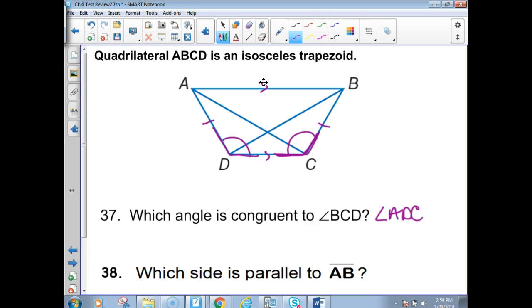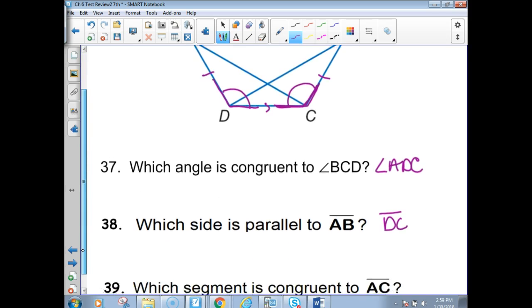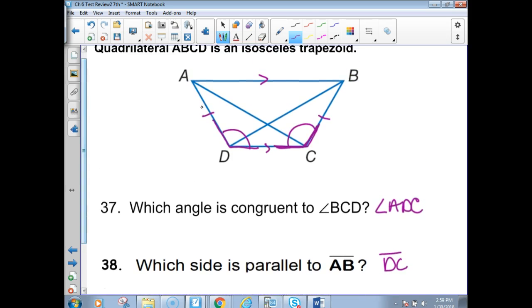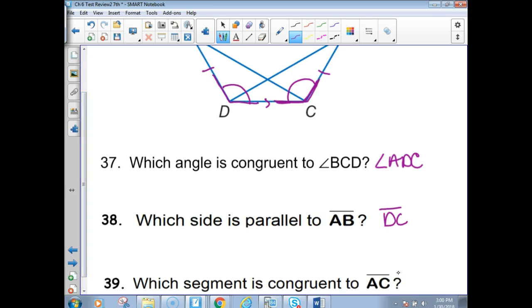Which side is parallel to AB? Well, that was simple. That would be BC. Do not miss questions like that. And then there's another question. It says, which segment is congruent to AC? Well, AC is a diagonal, and what you should remember as a property about an isosceles trapezoid is the diagonals are congruent. So BD. Pen stuck. Come on. Oh, it went way over there. BD.